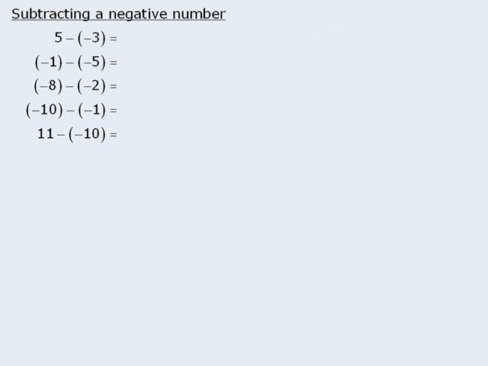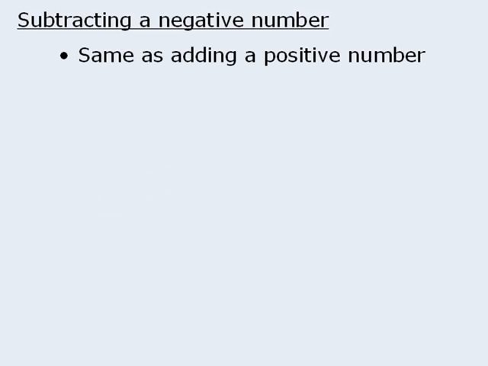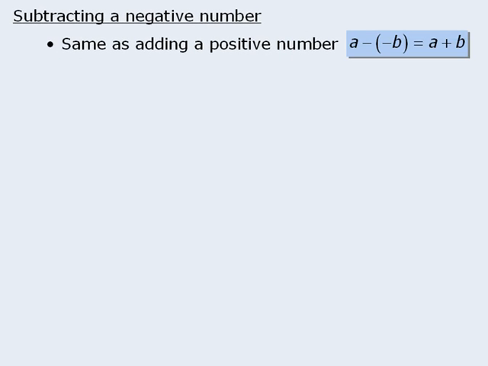Finally, we will learn how to subtract a negative number from another number. Notice that in each of these examples we are subtracting a negative number. Now when it comes to subtracting a negative number, all we need to do is recognize that subtracting a negative number is the same as adding a positive number. In other words, a minus some negative number b is the same as a plus the positive version of b.